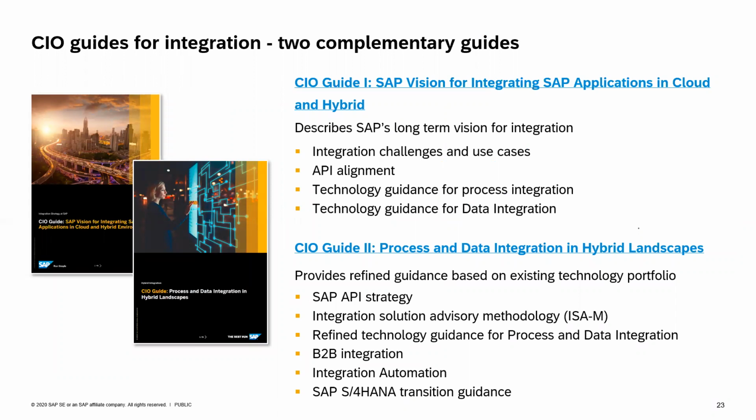The CIO guides talk about integration in the context of cloud and hybrid, as well as in the context of process and data integration. And this second may be good guidance for when to use process integration capabilities versus data integration capabilities for sure.